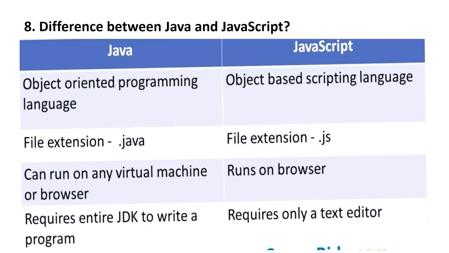JavaScript is an object-based scripting language. It has file extension .js. It runs on the browser. It requires only a text editor. So we write our entire code in a text editor and display it on the browser.